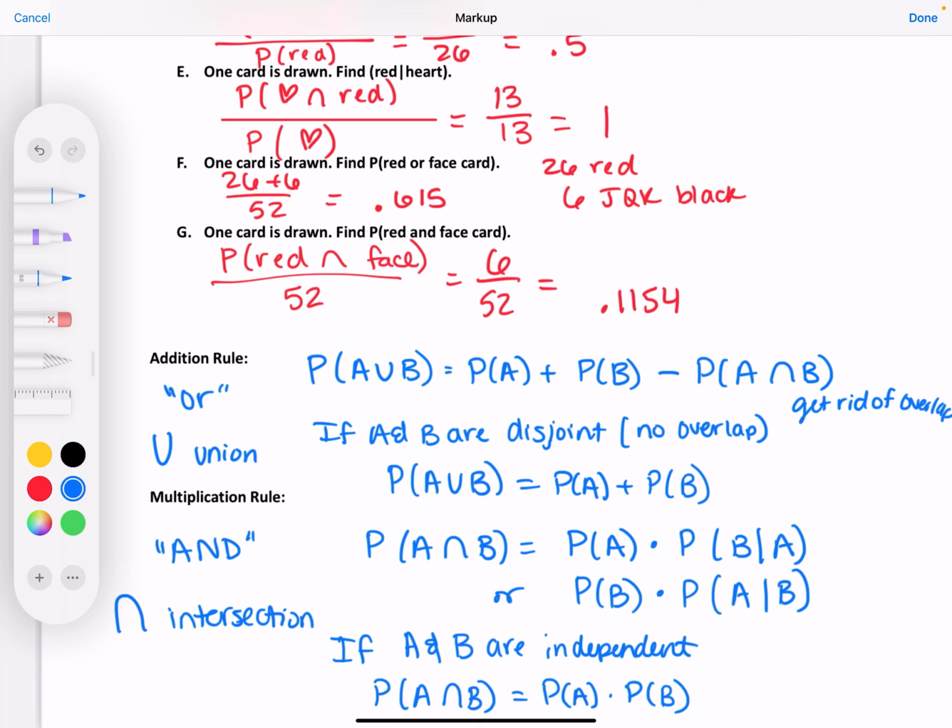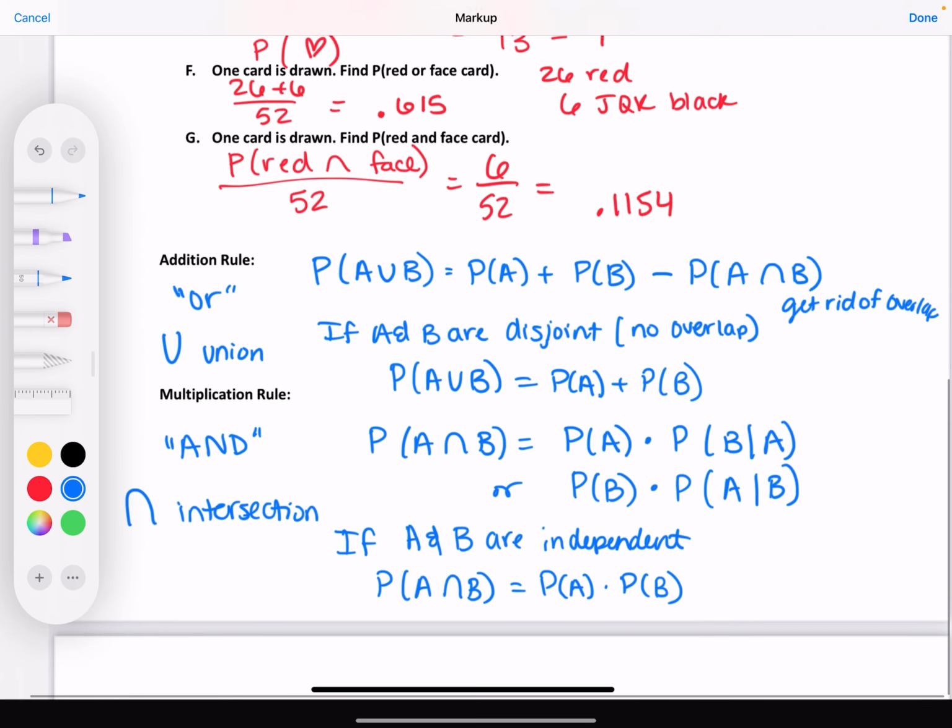Just trying to see if there was a spot to write conditional probability. If not, I'm going to write it on here too. I don't think there's anywhere for conditional probability to be written, so I'm just going to write it down here.